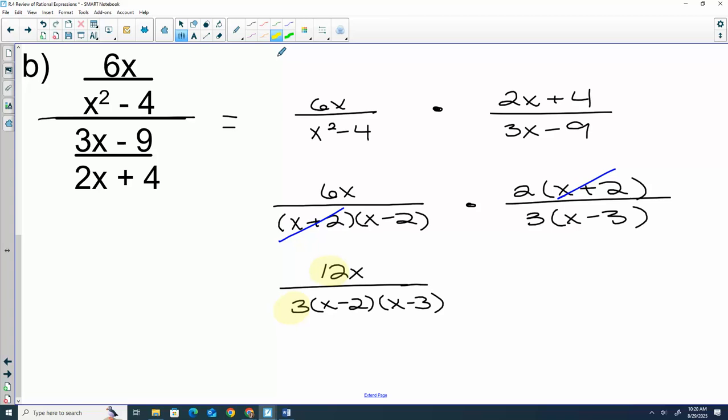Look at our coefficients. Can we reduce 12 over 3? That turns into a 4. You might have caught that sooner. Up here, 6 and 3 could reduce. But just don't forget to look at your coefficients as well. Those can reduce. All right.